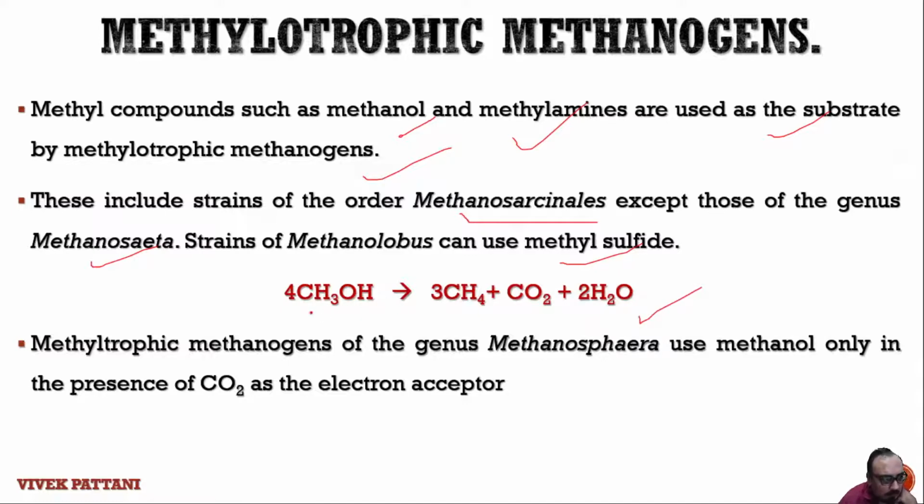Now this methyl compound, methanol, will be converted into methane, carbon dioxide and water. The methylotrophic methanogens of the genus Methanosphaera use methanol only in the presence of hydrogen as an electron donor.